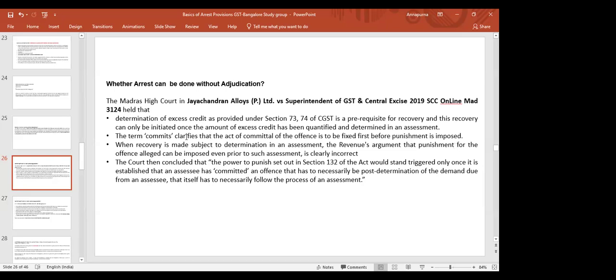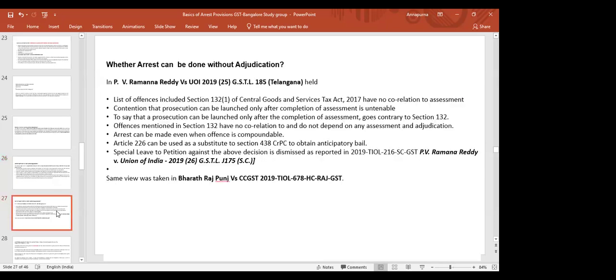So what are you saying? Commitment, is it something I have to adjudicate, or is it something I do not have to adjudicate? Adjudicate, yes. The trial court will decide whether he has committed, but the allegation is that he has committed, no? Yeah, okay. Because this was contradicting the Ramana Reddy case, sir.